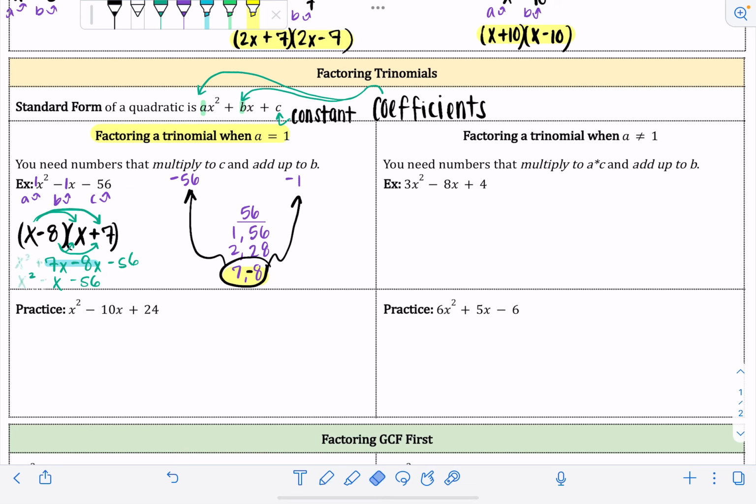Okay, I'm going to erase some of this clutter. Feel free to go back and rewatch that part if you need to. So the final answer is x minus 8 times x plus 7.